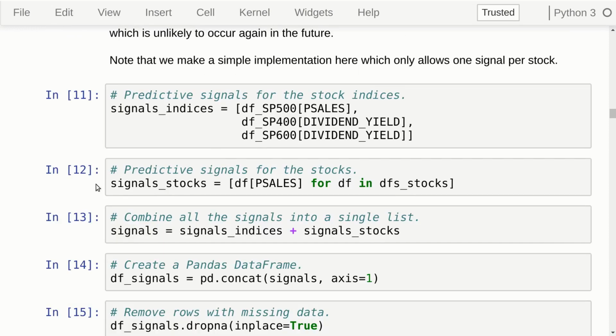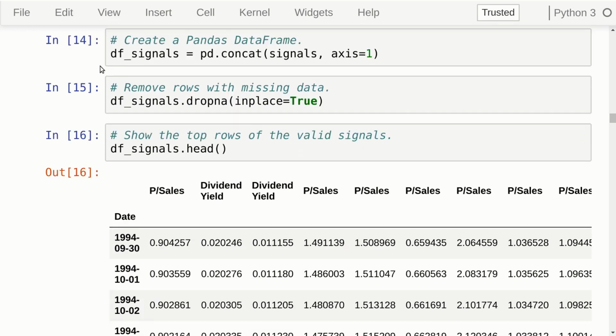So anyway, for the individual stocks, we do have the sales data because I have manually collected that from all of the annual reports. So we can use a price to sales ratio as a predictive signal for those stocks. And then we combine all of those signals into a single pandas data frame so that we can remove the rows with missing data. And we can show the data. It looks like this. So this would be the price to sales ratio for the S&P 500, the dividend yield for the S&P 400 and the 600. And this is the price to sales ratio for the first stock, which I think is the one with ticker CLX.